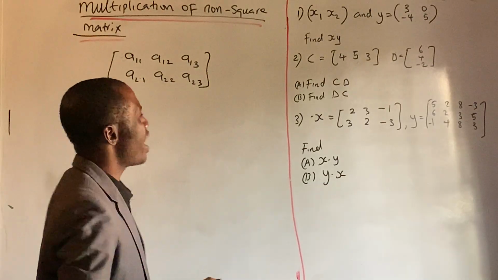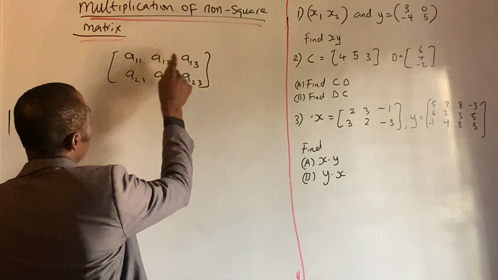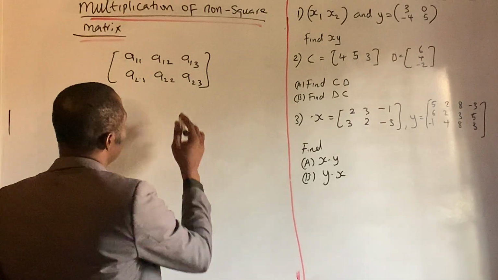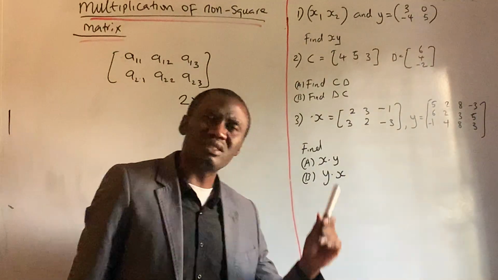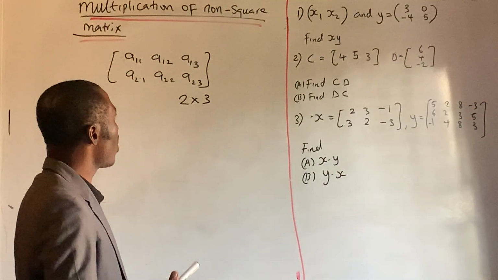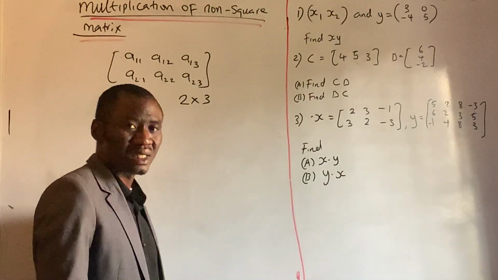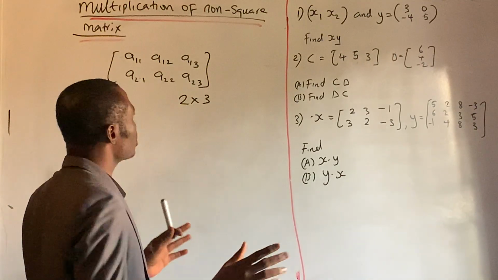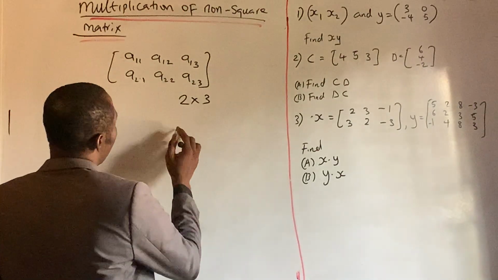This is a non-square matrix because we have two rows and we have 1, 2, 3 columns. So this is 2 by 3. Now, in this case, this is a non-square matrix because the row and the column are not the same number. But if you have a square matrix, the row and the column will be the same thing. For instance, we can have matrix A.